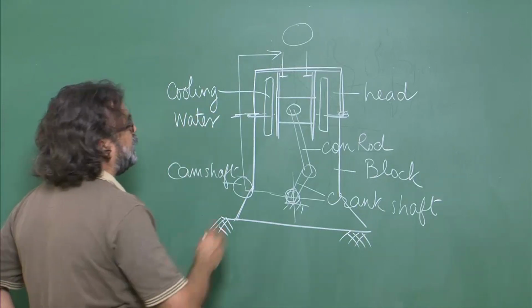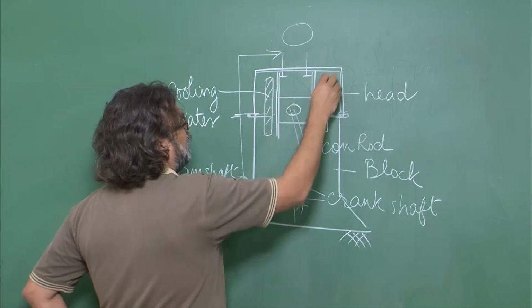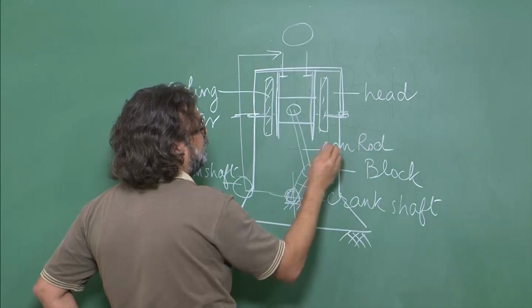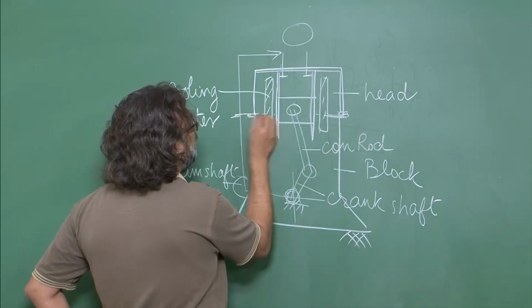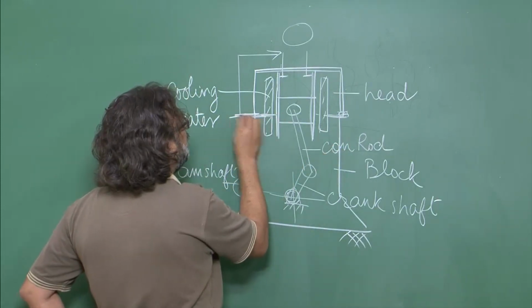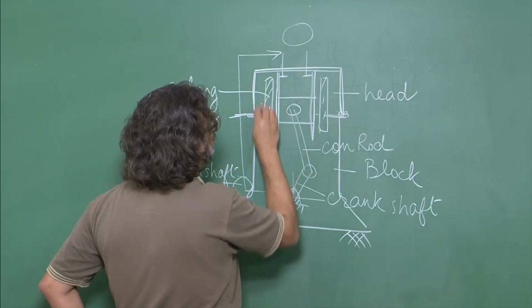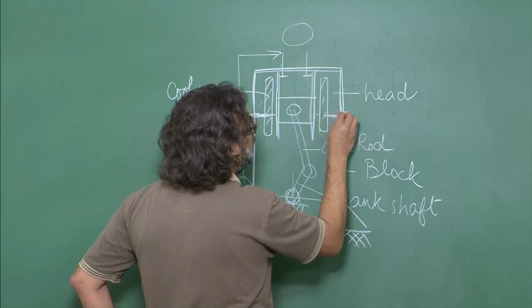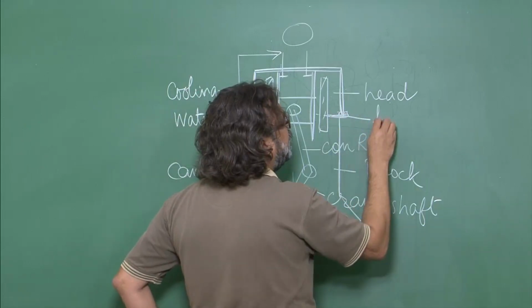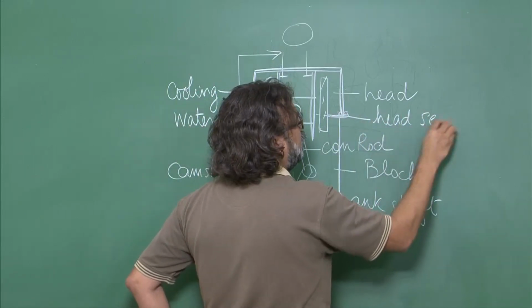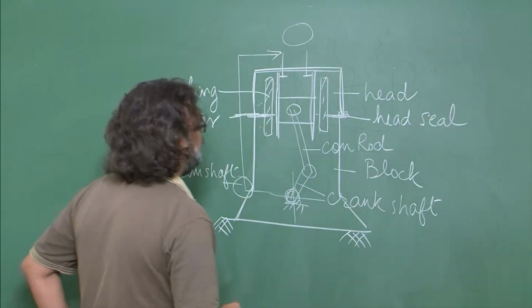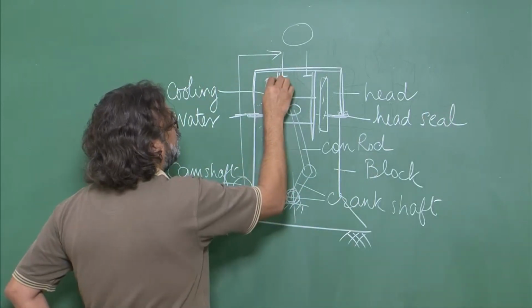You can see that cooling water is actually circulated in the passages which are around this cylinder head and the cylinder block also, and in between, since water should not leak out from these two connections, there is usually a cylinder head seal, which will protect, which will allow the water to go in. It will go and cool.